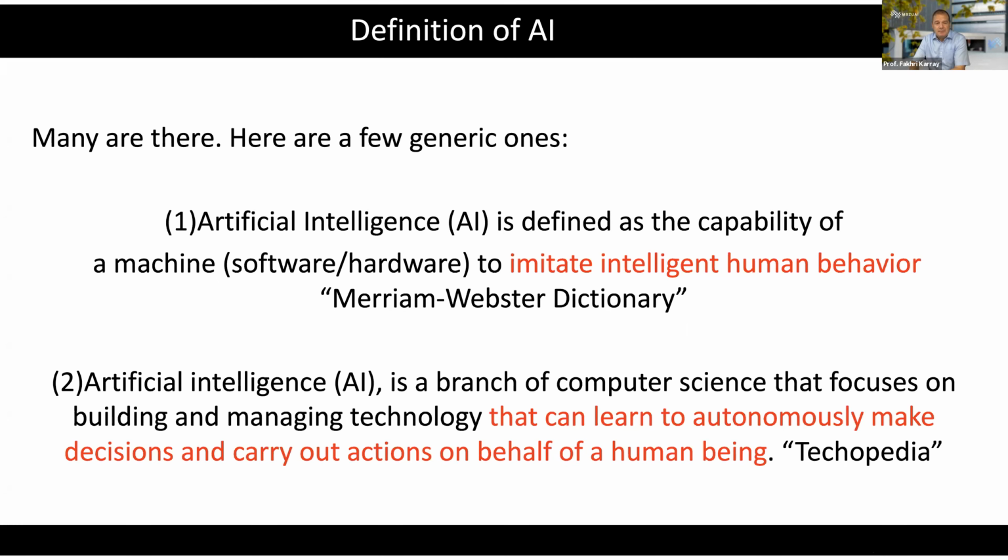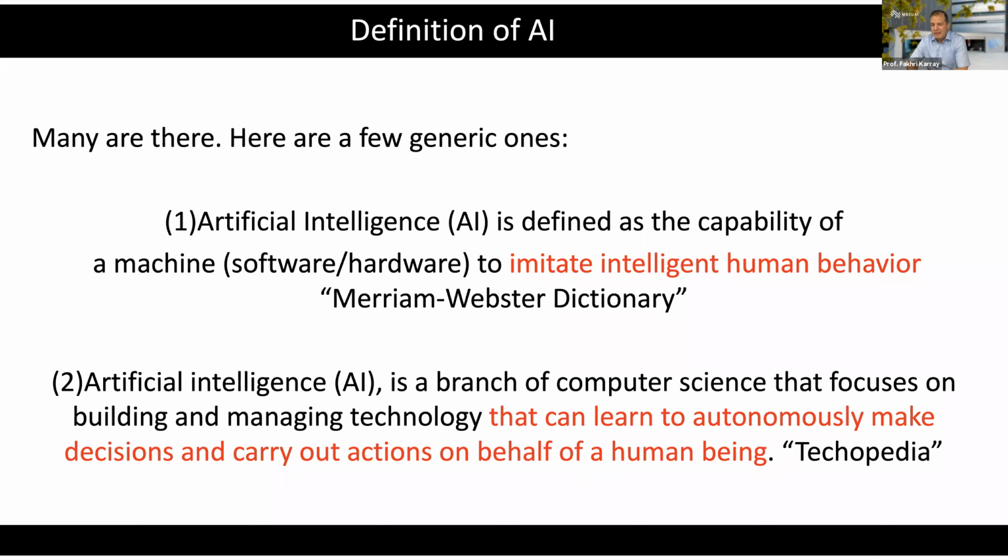So there are several definitions of AI. You have seen many of them, so I'm not going to duplicate them, but one of the most used is from the Merriam-Webster dictionary, and it's generic. It could be understood by all layers of people who have interest in the field of AI, from the knowledgeable to the people who have first heard about AI. It's the capability of a machine, and the machine is defined here. It could be a software, it could be a hardware, it could be an integrated system that involves both software and hardware, to imitate intelligent human behavior.